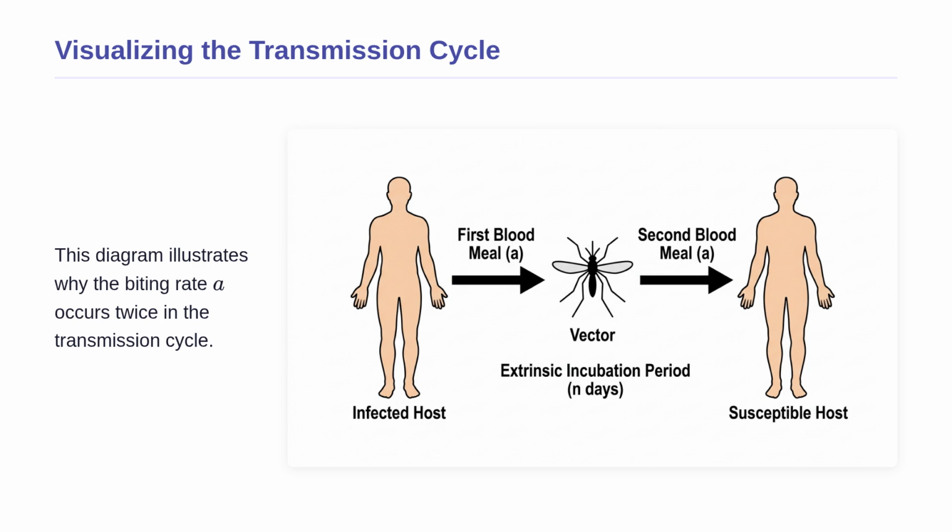If the mosquito survives this period, it must then take a second blood meal, represented by the second arrow labeled A, to inject the pathogen into a new susceptible host on the right. Because the transmission relies on these two separate biting events, the biting rate A multiplies by itself in our formula, becoming A squared. This visual perfectly explains the mathematics.